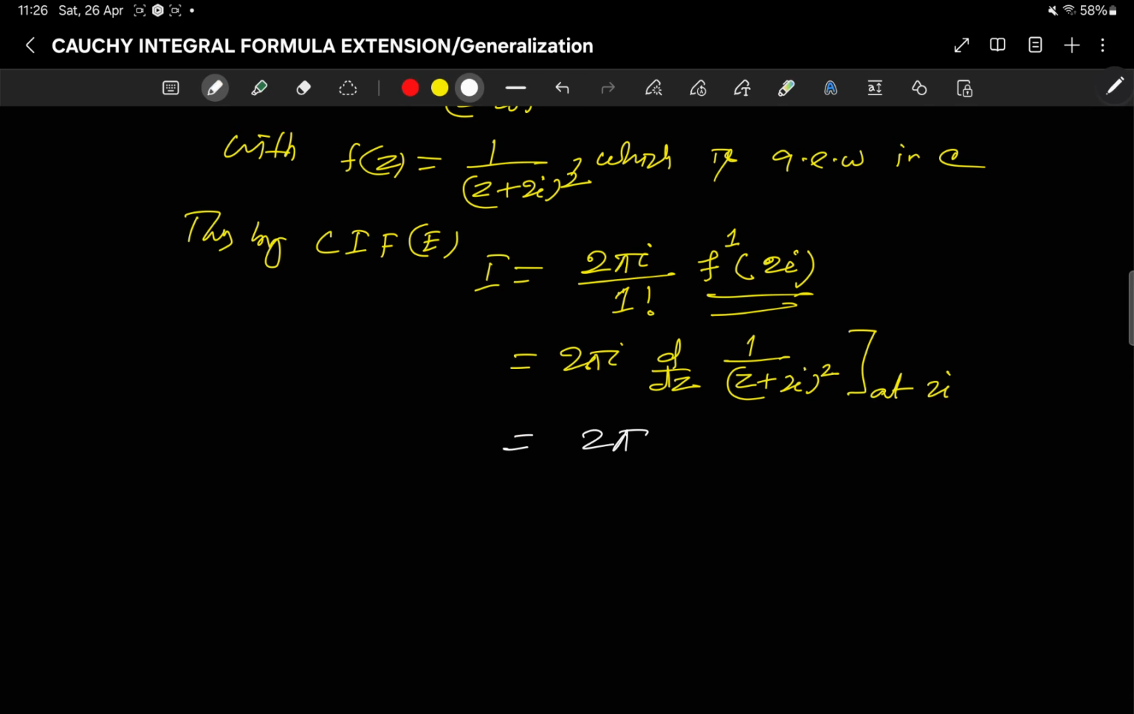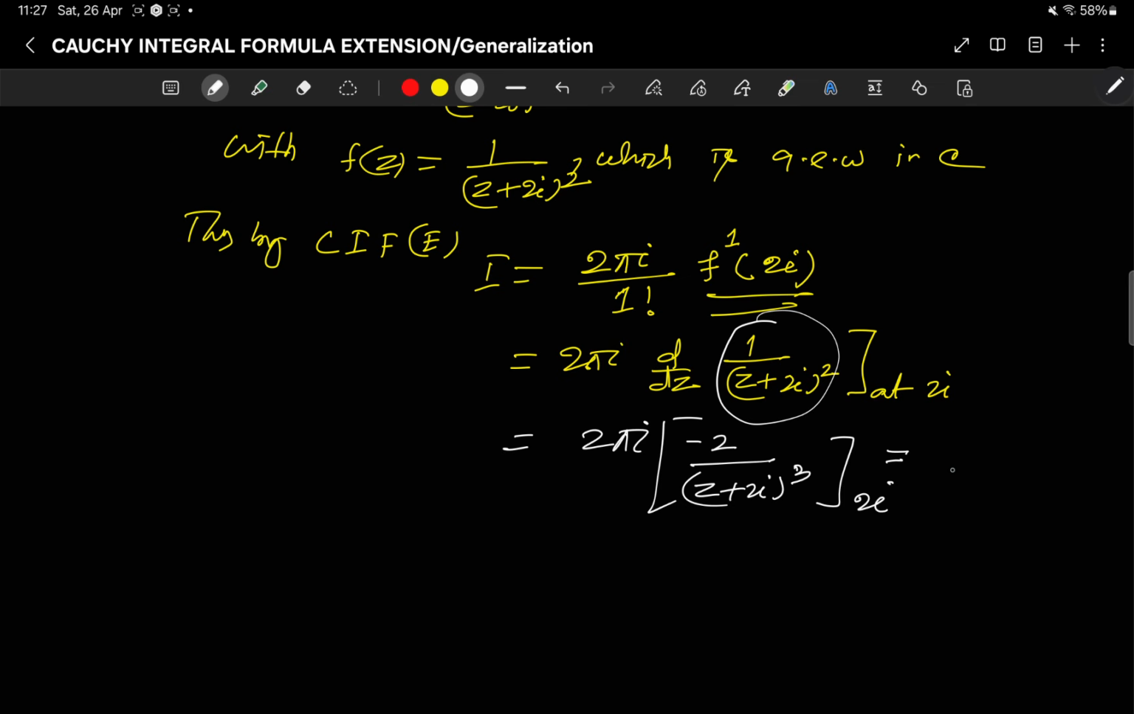So this is equal to 2 pi i, and the derivative of this is this to the power minus 2 into 2 by (z plus 2i) whole to the power 3, n plus 1 means 3 here, at the point 2i. If I substitute z equal to 2i, it will be minus 4 pi i divided by (4i) whole cube. So this is equal to pi by 16 here. So this is your answer, pi by 16.